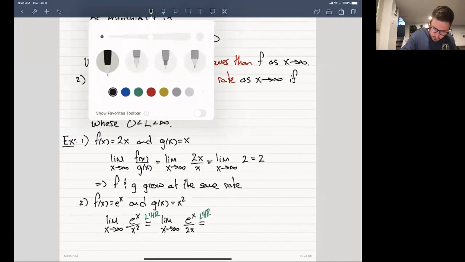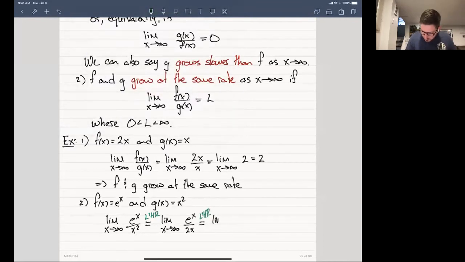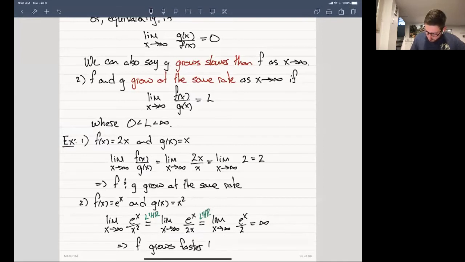And so I get, again, e to the x on the top because it differentiates into itself. And now I have 2 on the bottom. And so in this case, I get infinity, which tells me f grows faster than g.